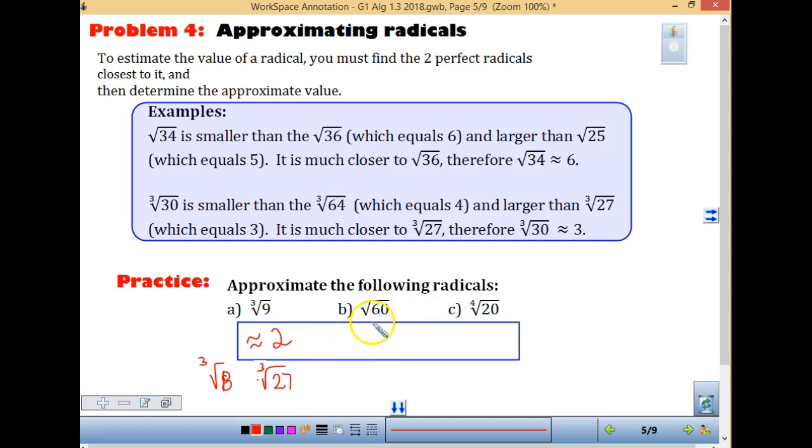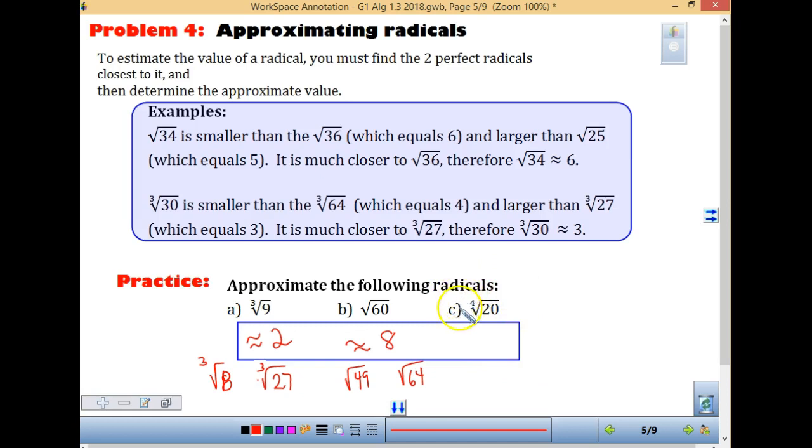Okay? So again, I'm going to look at the square root of 60. I'm going to say the square root of 60 is between what 2 perfect squares? So please write down the 2 perfect squares that it is between. Okay? So the square root of 60 is going to be between 49 and 64. Much closer to 64, so we're going to say approximately 8.